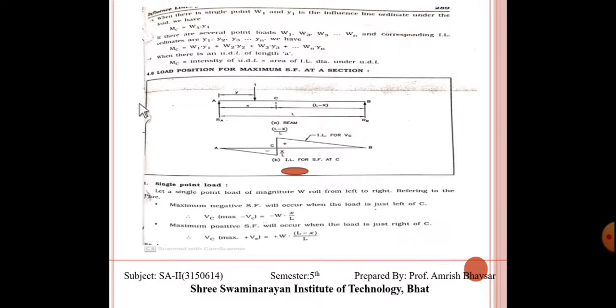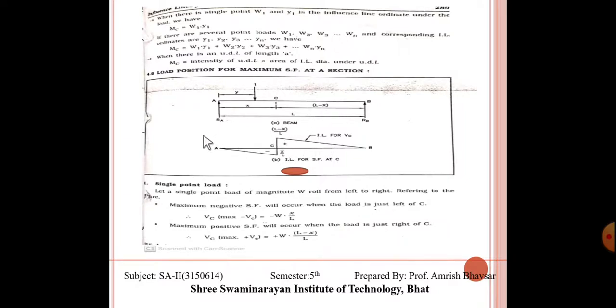Now, from this, the load position for a maximum shear force at a section: what we are going to consider, as we know, is the unit load at C, which gives a maximum in the minus as well as a maximum in the plus direction, and the summation of these two is 1. So whenever the unit load is on the left-hand side, it is minus x upon L, and when it is on the plus side of the unit load, that is L minus x upon L.